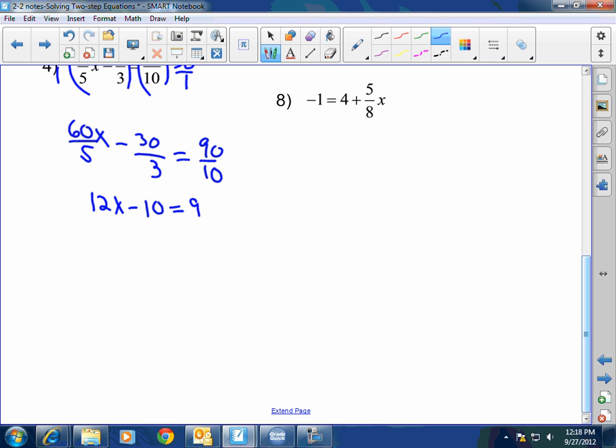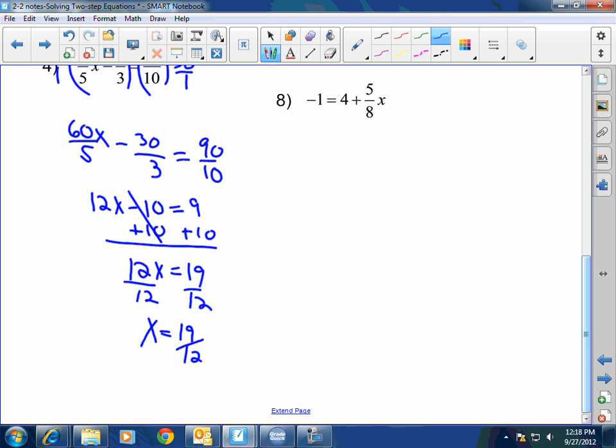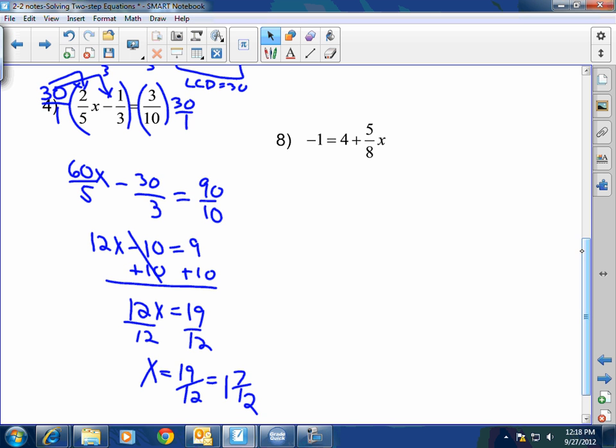Now I undo addition and subtraction first. Add 10 to both sides. 12x equals 19 divided by 12. X equals 19/12, which equals 1 7/12. In my opinion, that's way better because you don't have to deal with the fractions.